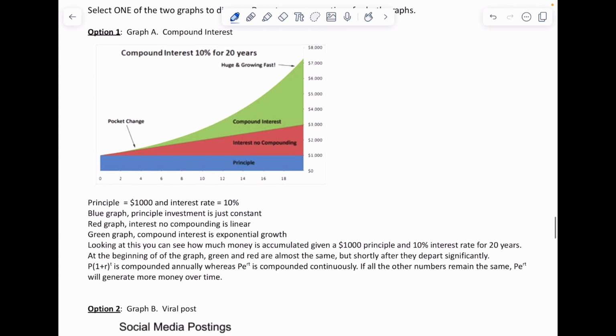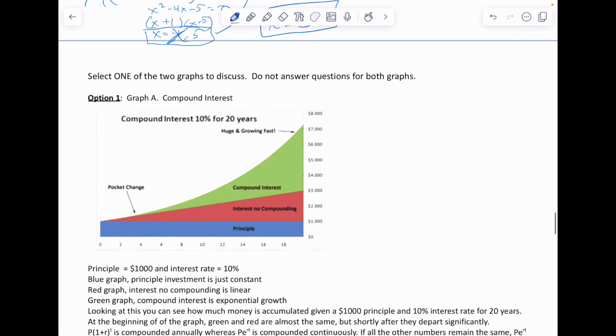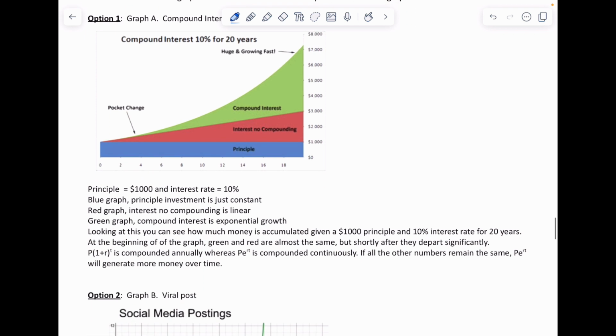I do want you to look and be able to read graphs and understand what the breakdowns are. So looking at this graph of compound interest, you're going to be asked to write about one of these. You don't have to do both, but I'm going to cover both of them just so that you have a familiarity of what to expect.